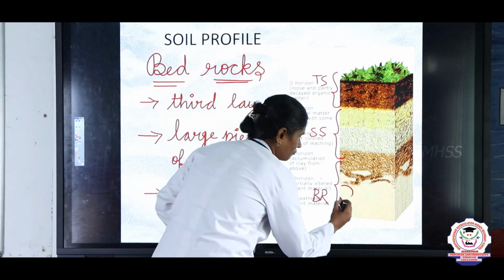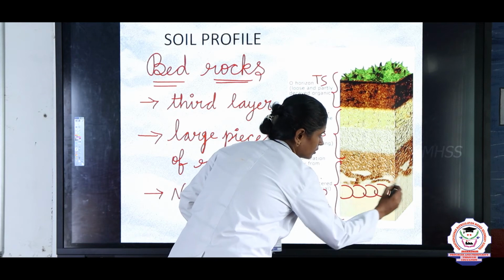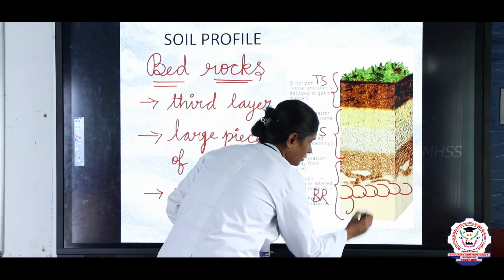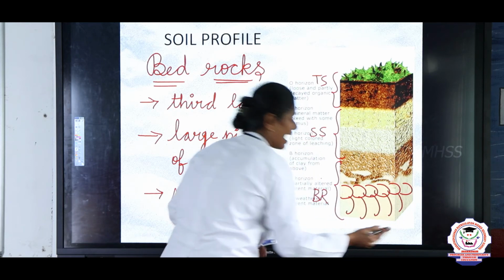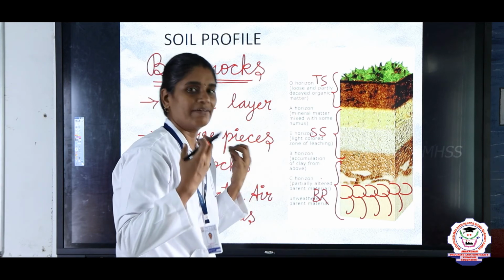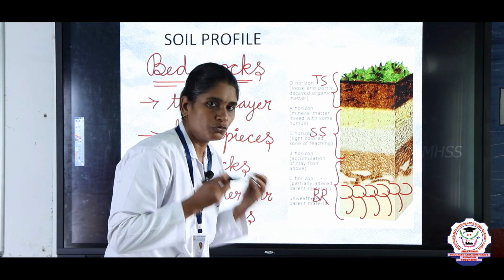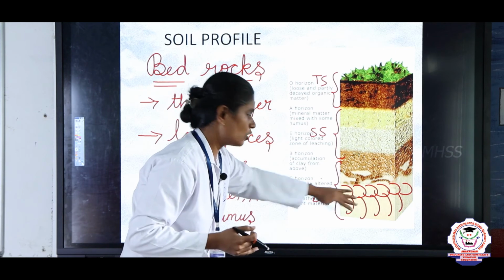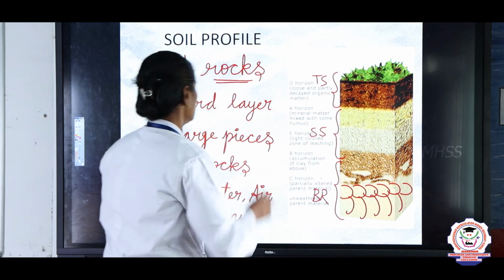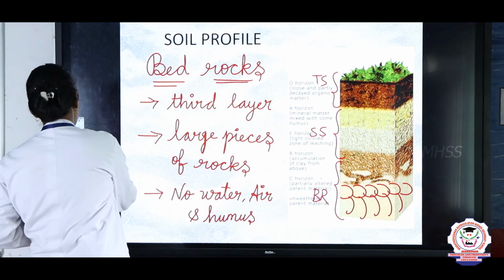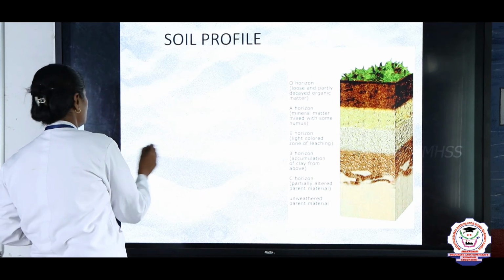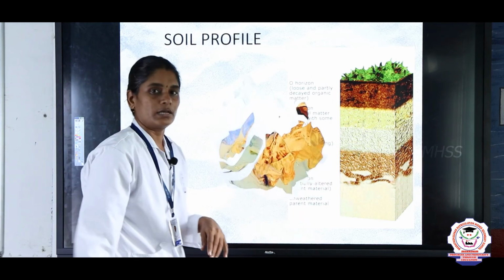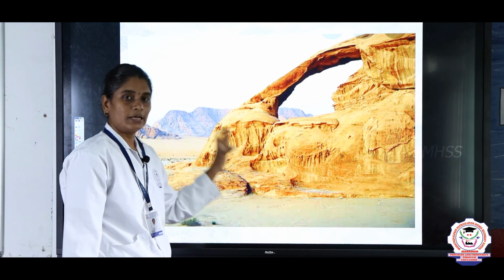So, it will be full of big rocks. As it is full of big rocks, it does not have water, air or humus. So, the plants will not grow in this layer. So, this is about your soil profile. Your soil profile they will ask in your 5 mark.